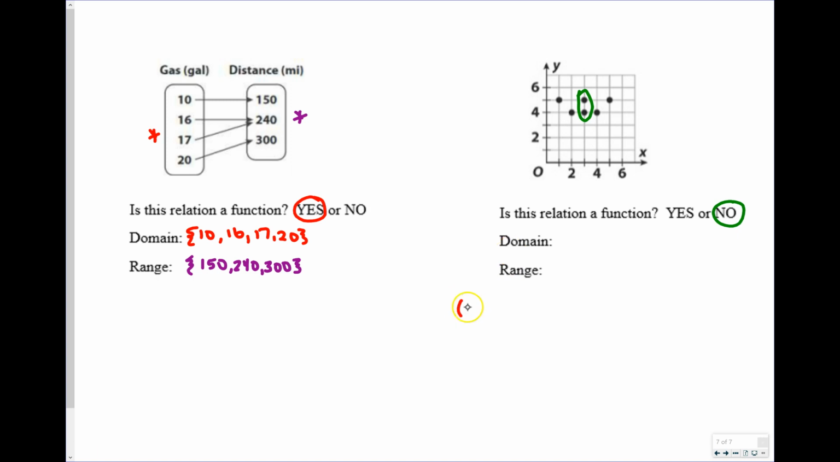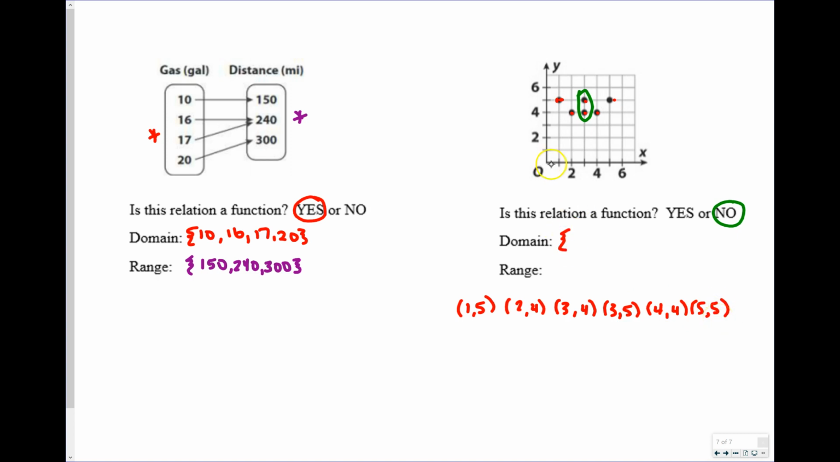The first one is 1, 5. I'm talking about this, like right here. I'm writing these coordinate pairs out. Your next one would be 2, 4. And then, of course, the 3s that are really breaking the rules here. And then 4, 4. And then 5, 5. You can write them all out. That's one way to do it.